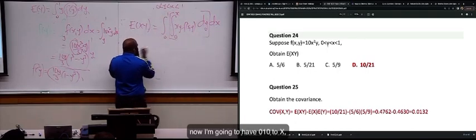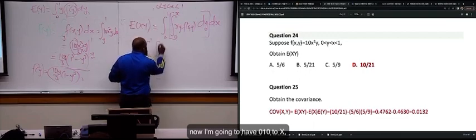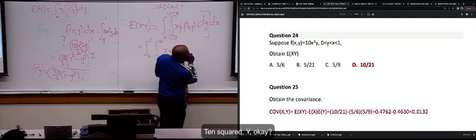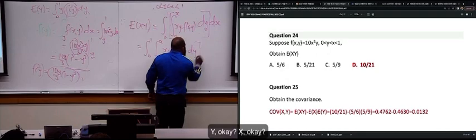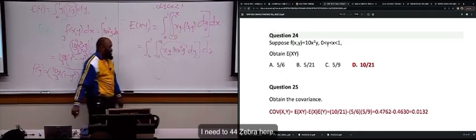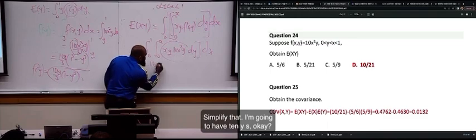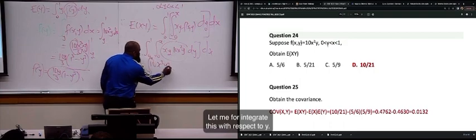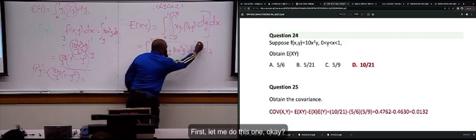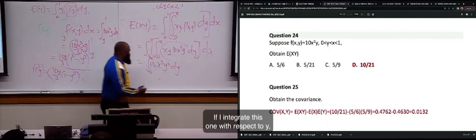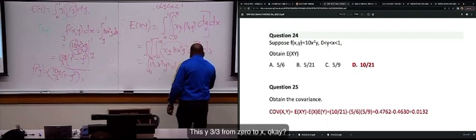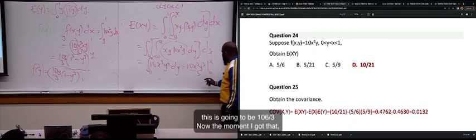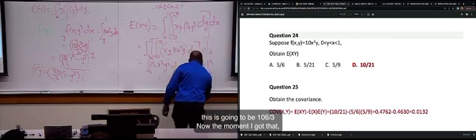Now, in this case I'm going to have the integral from 0 to 1, 0 to x, of xy times 10x squared y, dy dx. I need to first do algebra here. Simplifying that, I'm going to have 10x cubed y squared. Let me first integrate this with respect to y. That's going to be 10 times y cubed divided by 3, from 0 to x. Anywhere I say y, I put x. So this is going to be 10x to the 6 divided by 3.